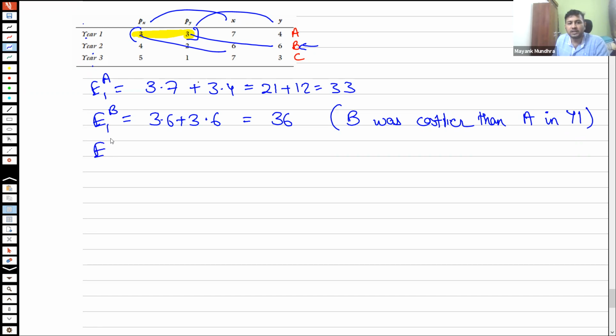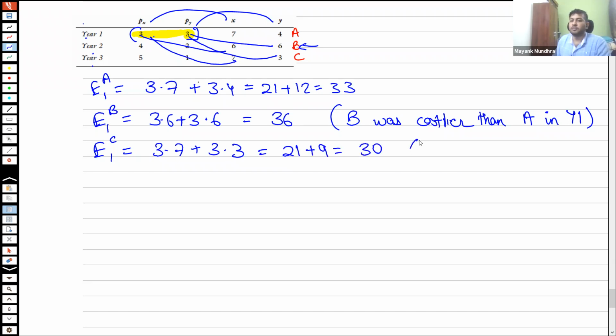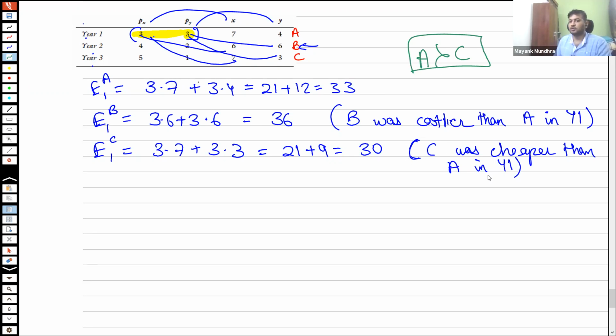Let's compare bundle C in year one. So that is going to be 3 into 7 plus 3 into 3, which is equal to 21 plus 9. So that is 30. So bundle C was cheaper than A in year one. So what I can comment here is that since C was cheaper, but A was purchased, A must be strictly preferred to C. Since I'm applying the strong axiom, A turns out to be strictly preferred to C.